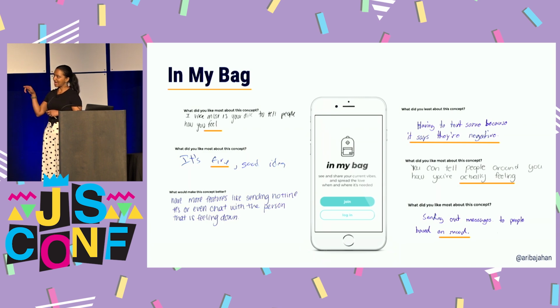And you can see the handwritten feedback from other students on this idea, and their feedback was super enthusiastic and very validating. They said things like, "It's fire," and you can tell people around you how you're actually feeling. See, their comments showed us that they wanted to be vulnerable, and they wanted to share how they're feeling, which is contrary to the social pressure they have to be tough.